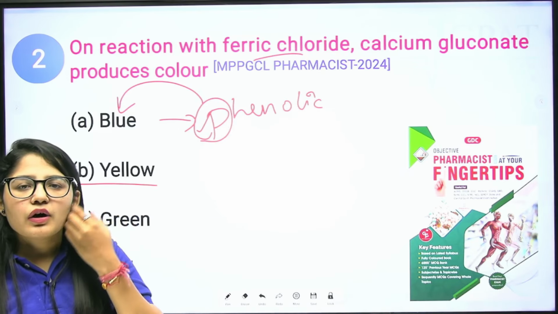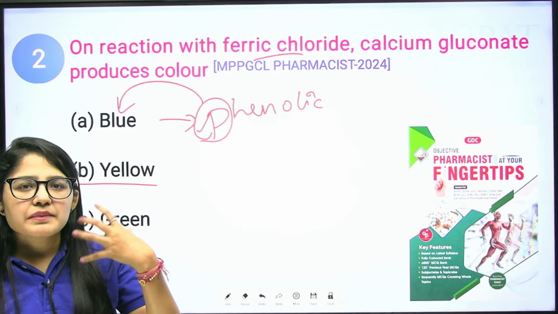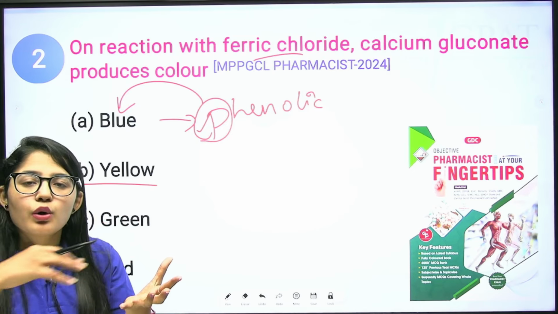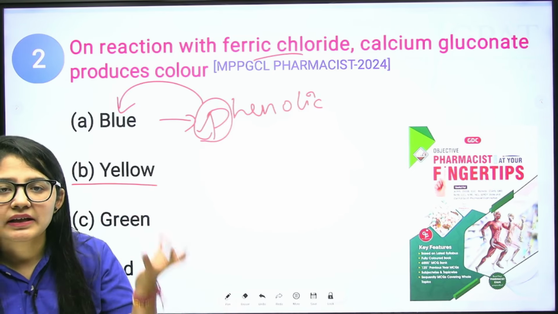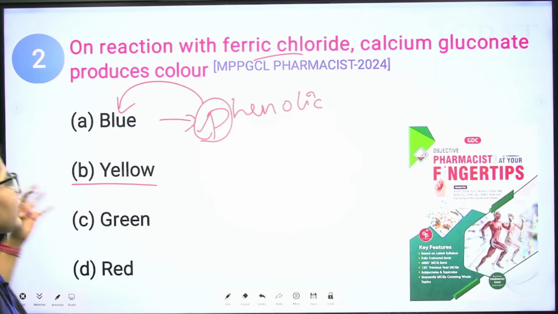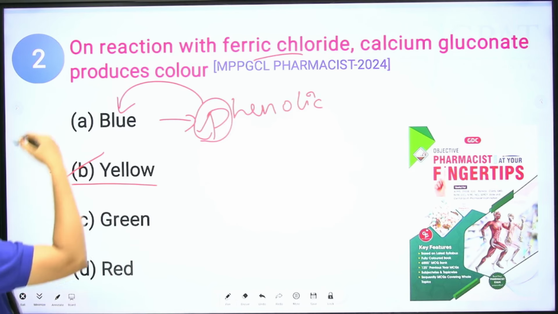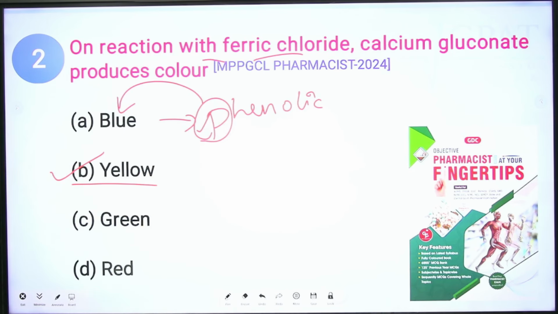So yellow color is given by the presence of calcium gluconate. I think you are all very familiar with calcium, that is tuna. Sometimes after it has been opened and exposed to air, the color turns yellow and it gets hard. By that you can remember that calcium gluconate gives yellow color while reacting with ferric chloride.